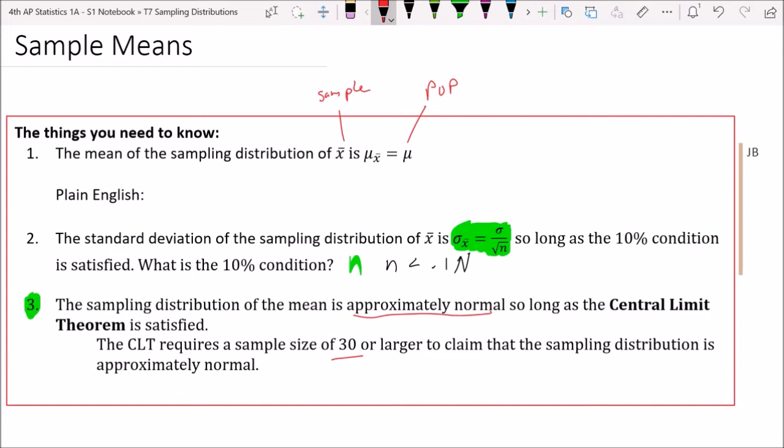Before you allow the video to go any further, please pause and write down anything that you want to, and then we're going to get right into some examples.